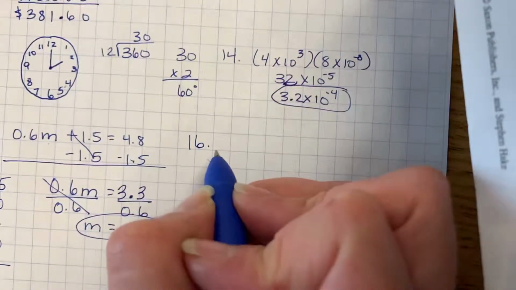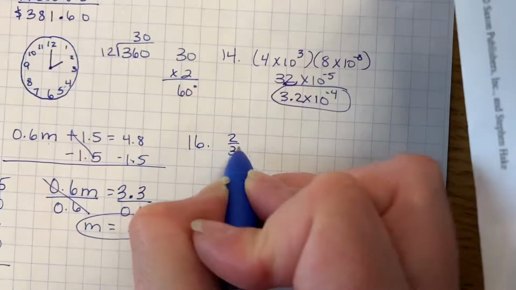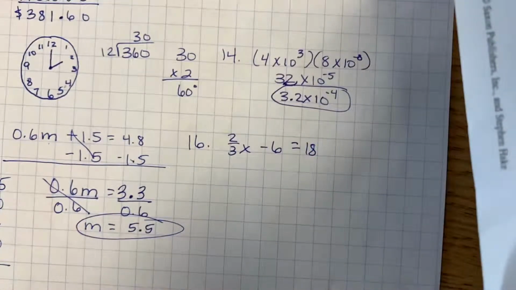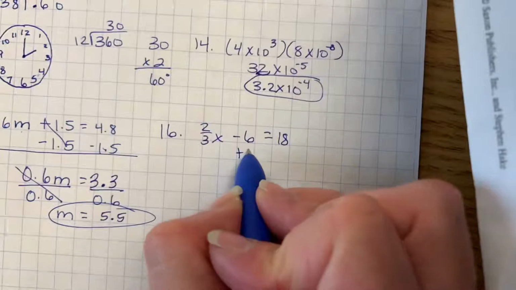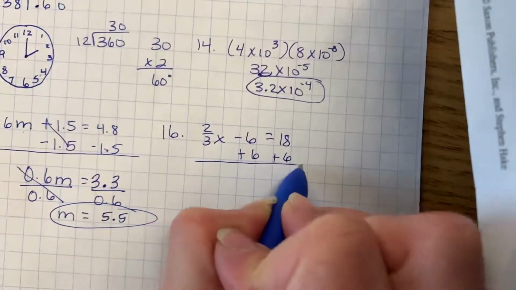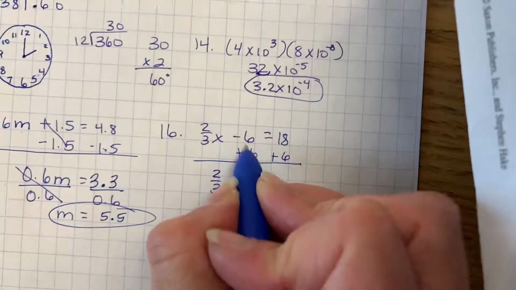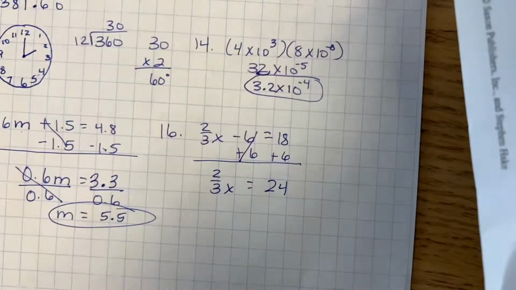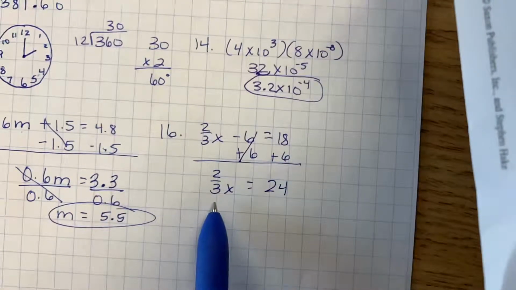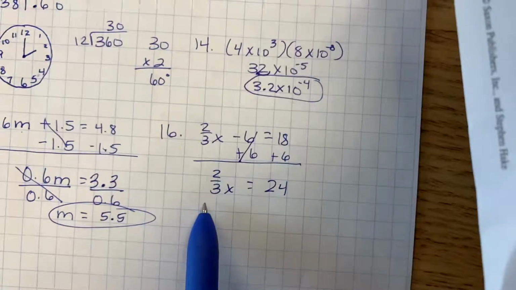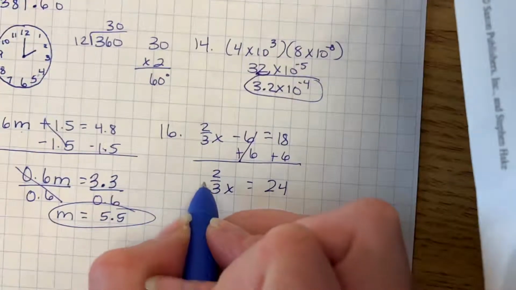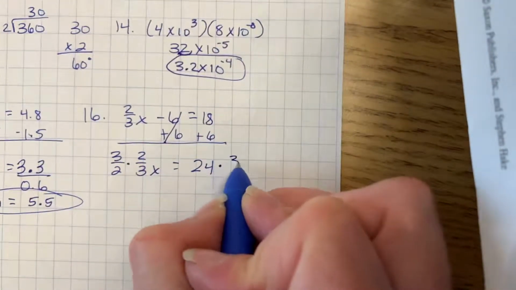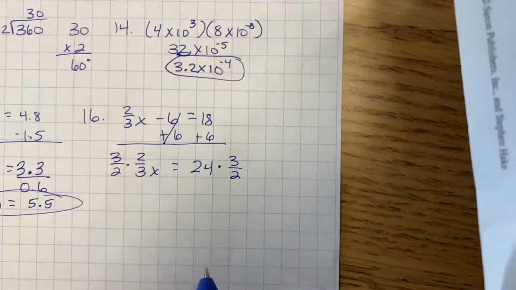Number 16 says, solve 2/3 x minus 6 equals 18. All right, we're solving for x, so we'll add 6 to both sides. We get 2/3 x, those cancel out, equals 18 plus 6 is 24. Now we have 2/3 times x, so we're going to divide by 2/3. But remember, when we divide by a fraction, we just multiply by its reciprocal. So we'll multiply both sides of the equation by 3/2. That's the reciprocal of 2/3.